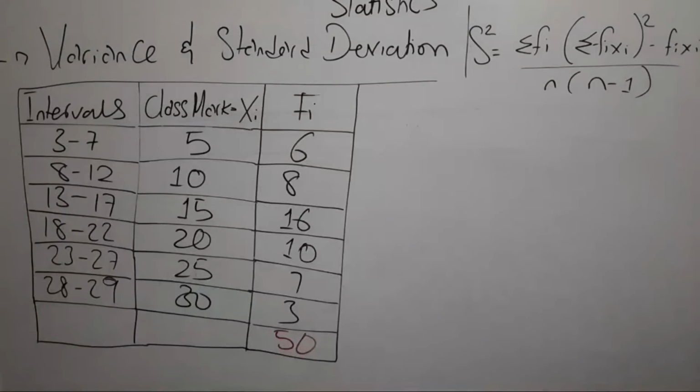What is the next thing we are expected to have? All right. Wonderful. Somebody said FiXi. Wonderful. Somebody also said Fi multiplied by Xi. Wonderful. I so much love that.